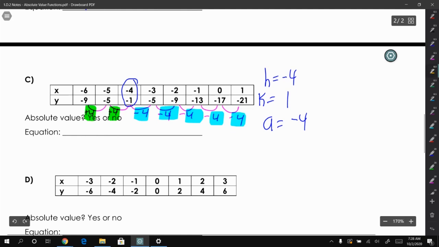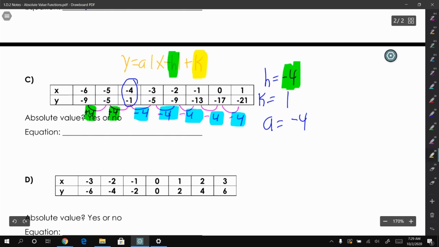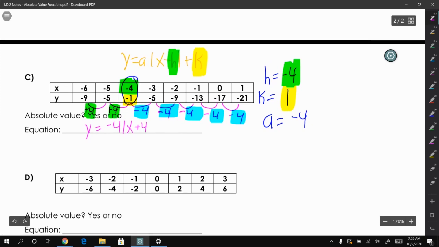Remember, in our absolute value function, the parent one, the x-coordinate of the vertex is your h value, and the y-coordinate of your vertex is your k value. So that's where I get these from. So now we can write our equation, y equals -4 times the absolute value of x. Instead of writing x minus -4, we're going to write x plus 4, and then +1.